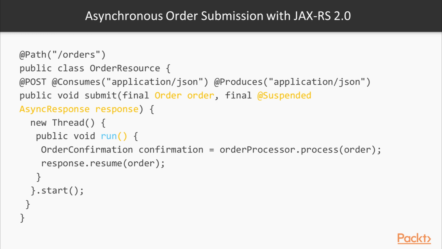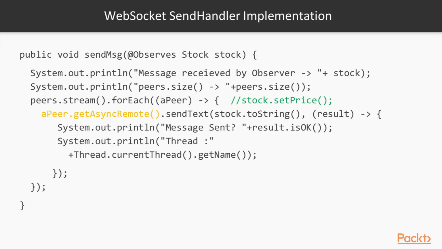JAX-RS 2.0 also allows to call new threads. Here's an example where a new thread is instantiated in the submit method using an async response, which is a new API element of JAX-RS 2.0. And last but not least, in the WebSocket 1.0, you can also call methods like getAsyncRemote and execute methods asynchronously. We left two other APIs out here because we are going to take a look into those in more detail in the following videos.